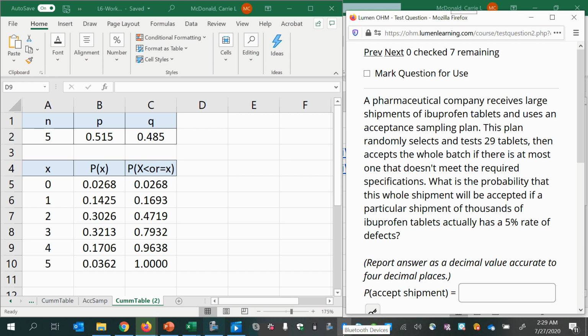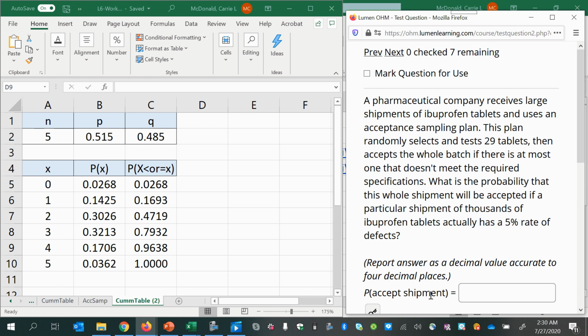A pharmaceutical company receives large shipments of ibuprofen tablets and uses an acceptance sampling plan. This plan randomly selects and tests 29 tablets, then accepts the whole batch if there is at most one that doesn't meet the required specifications. What is the probability that this whole shipment will be accepted if a particular shipment of thousands of ibuprofen tablets actually has a 5% rate of defects?